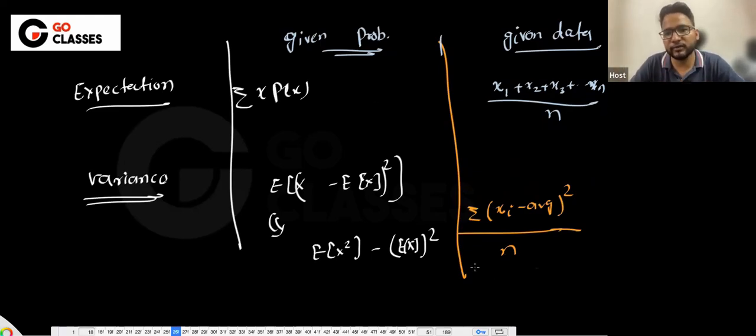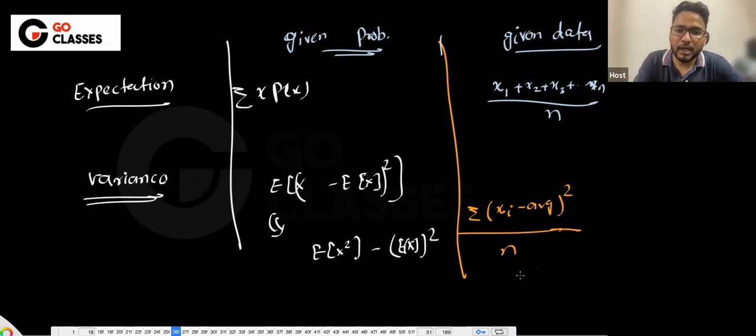Given the data, or given the probability distribution, how to calculate these two numbers: expectation and variance. Okay, I think this is easy. You just need to take the average, and then take the distance of every point from the mean, and then take the square, and then take the average out of all.